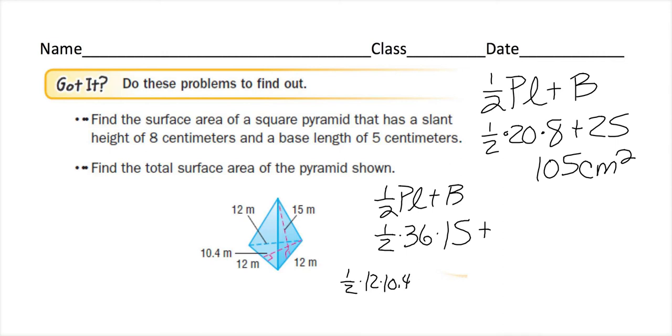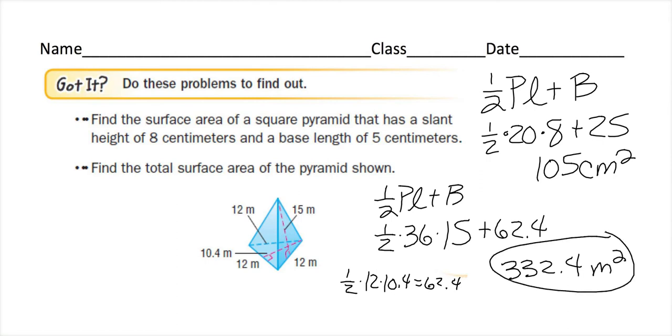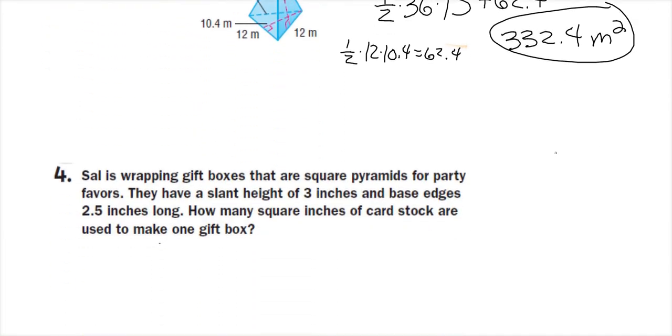So 1/2 of 12 times 10.4 is 62.4. Let's find the whole thing. 1/2 of 36 times 15 plus 62.4 is 332.4, and that's meters squared. There's that one. We'll go ahead and circle these since they're kind of all together, so you can see there are 2 different questions. All right, let's keep going.